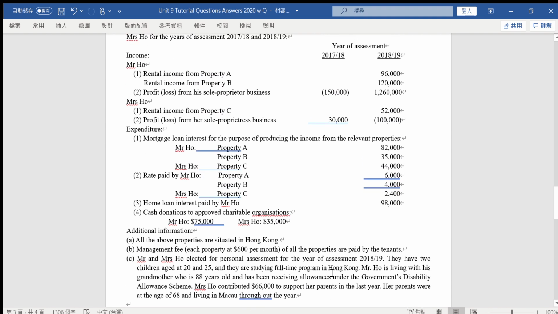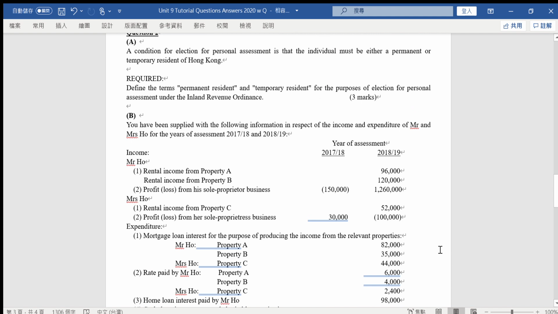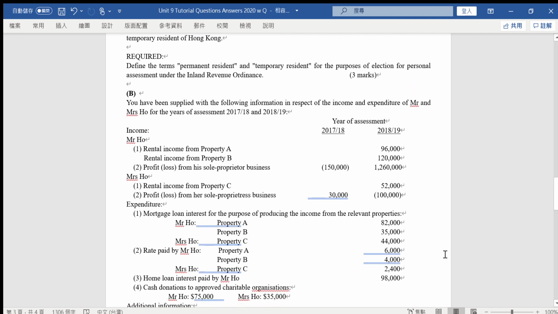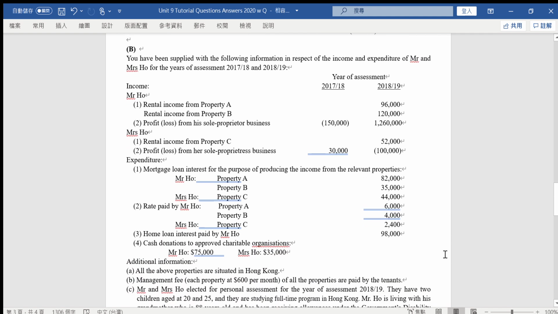Okay, then the second part will be about Mr. and Mrs. Ho, the personal assessment. Looking at this, it gives you 2 years of information, but basically the question is asking you to work out this year of assessment, 2018 and 19, for Mr. Ho and Mrs. Ho's personal assessment.